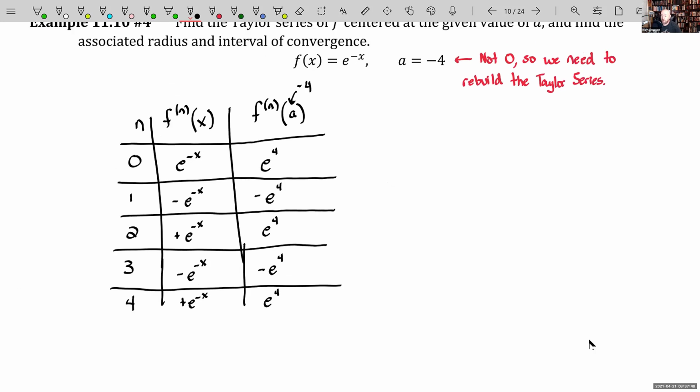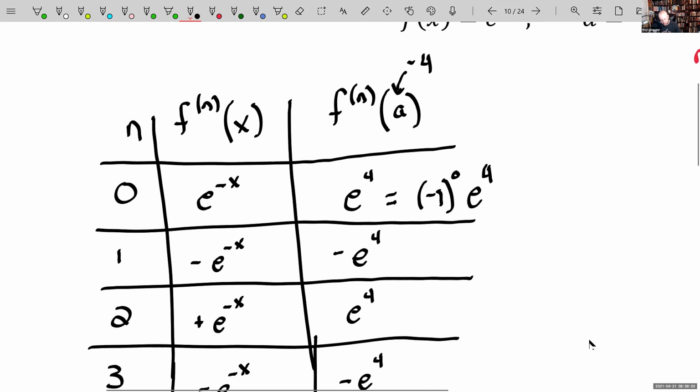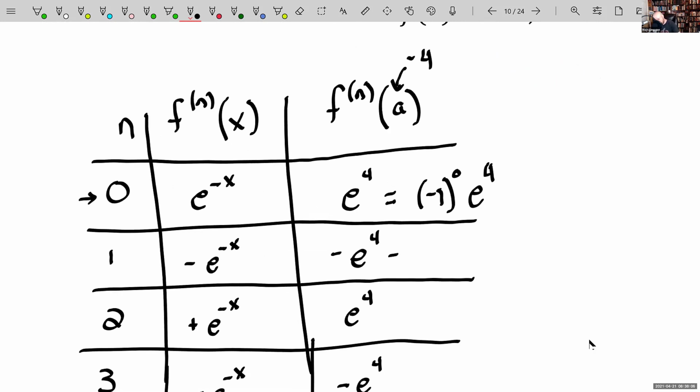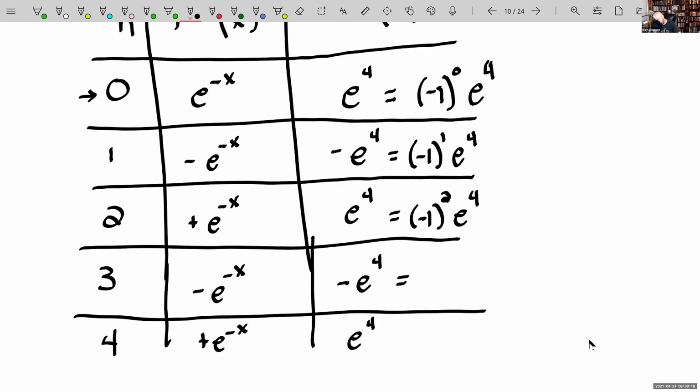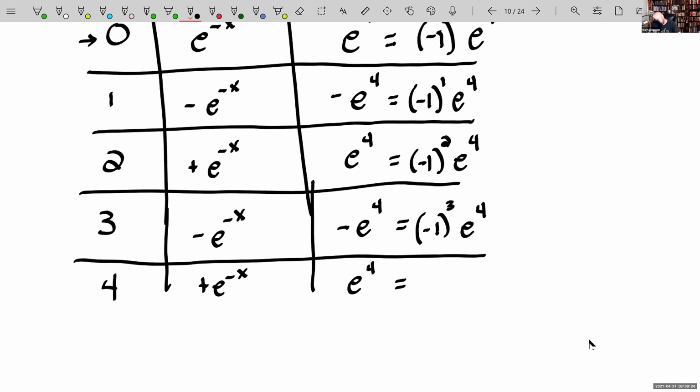And you can see there is an alternating pattern here, right? If you take a look at this, it's like negative 1 to the zeroth, e to the fourth. Notice that I wrote that as a zeroth because I'm trying to include the n that I'm at. This is negative 1 to the first, e to the fourth. This is negative 1 to the second, e to the fourth. This is negative 1 to the third, e to the fourth. So if you like patterns and puzzles, then you'll really dig this stuff. This is basically just patterns and puzzles throughout.